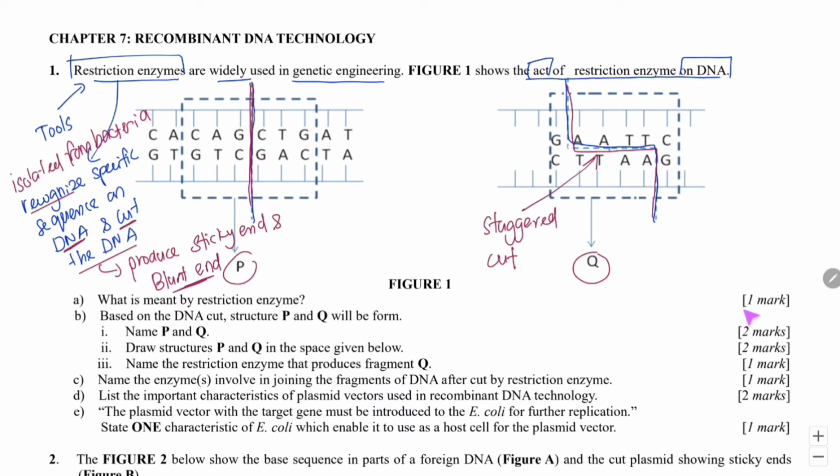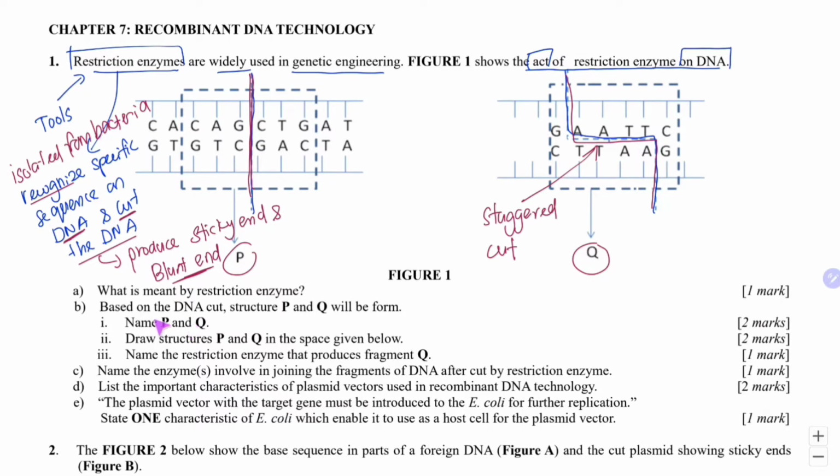Dapatlah satu markah. Second question, based on DNA cut, after the DNA has been cut by the enzyme, structure P and Q will be formed. So name P and Q. So diminta awak namakan structure after the DNA being cut by the enzyme. So after being cut, so itulah kita panggil sebagai end dia, iaitu hujung dia. Soalan ni suruh awak namakan hujung untuk P dan juga untuk Q. So tadi saya kata dah P ini dia akan produce blunt end. So Q itu merujuk kepada sticky end.